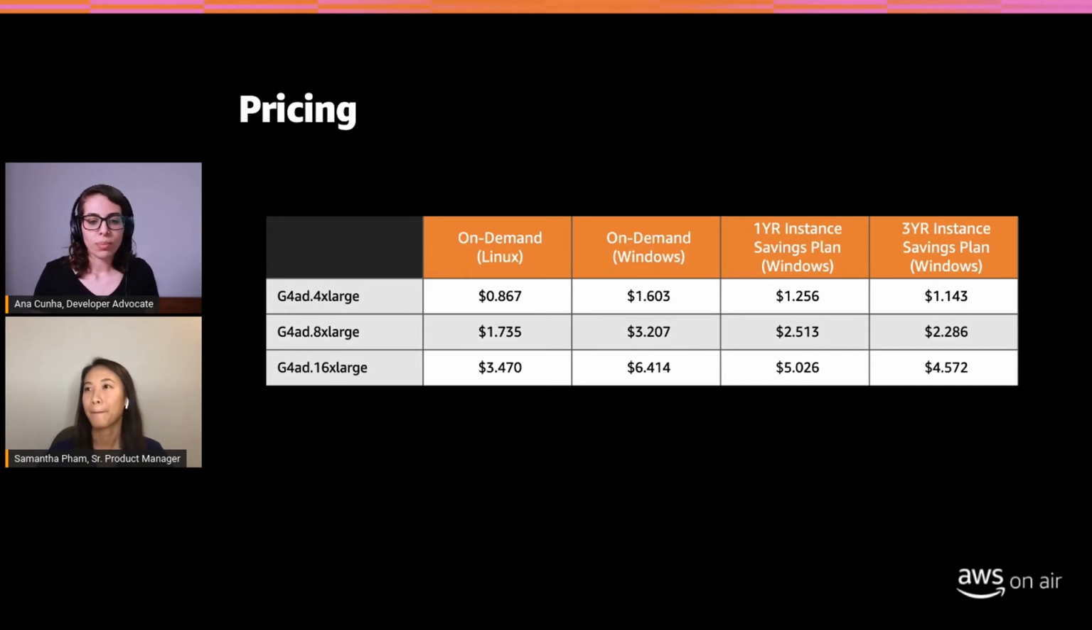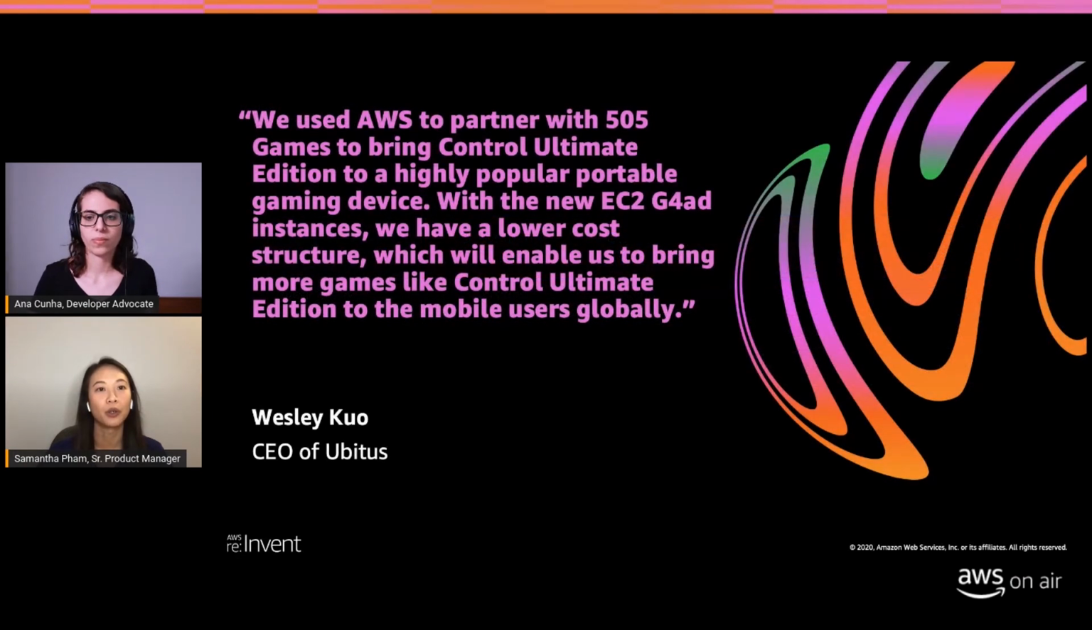What about some of our customers already using the G4AD instances? What are they saying? Yeah, so we have a customer, Ubitus, who is already really excited about the G4AD instances. For those of you that are unfamiliar with Ubitus, they're a cloud gaming technology leader that builds platforms to provide a AAA gaming experience to customers on any device like smartphones, tablets, gaming consoles, smart TVs, etc., as long as they're connected to a broadband network.